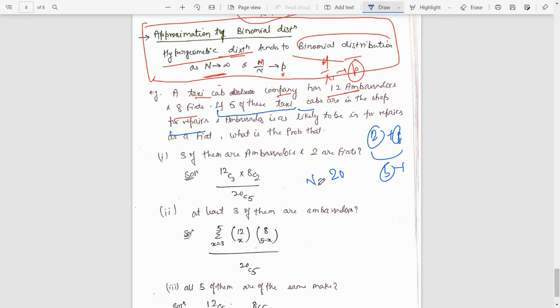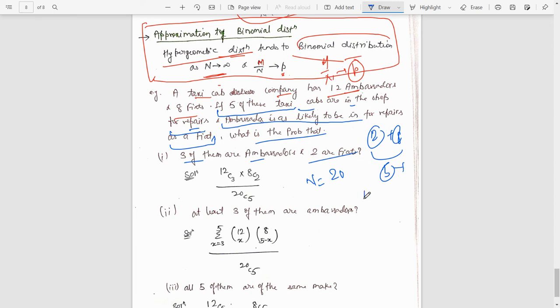So capital N is equal to 20 here, and you have five cars in the shop for repairs, and an Ambassador is as likely to be in the repairs as a Fiat. It means that some Ambassadors and some Fiats can also be among those five repair cars. Okay, so we need to find some probabilities. First: what is the probability that three of them are Ambassadors and the rest are Fiats?